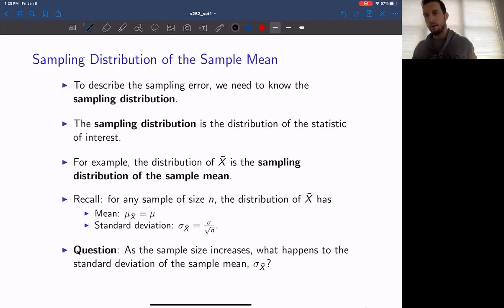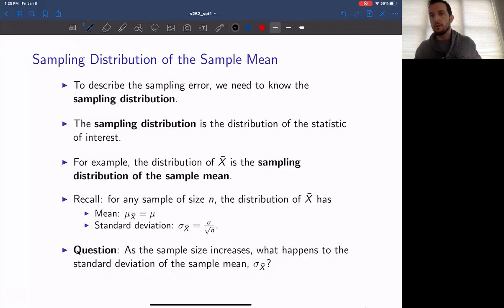Okay, first off, to differentiate between the distribution of the population and the distribution of the sample, when we refer to the distribution of a statistic like the sample mean, we usually call that distribution the sampling distribution. So the sampling distribution of the sample mean refers to the distribution of the sample mean. Okay.